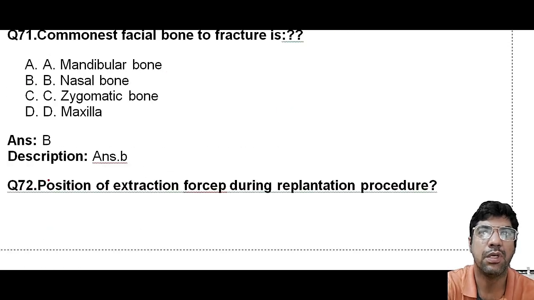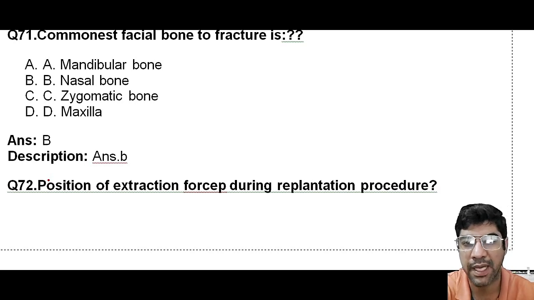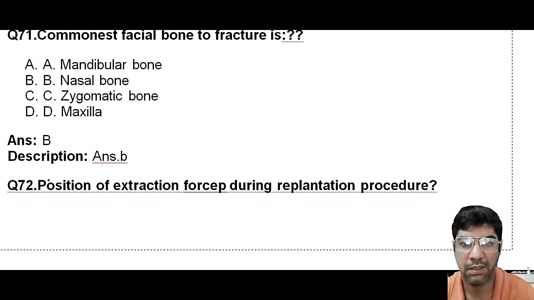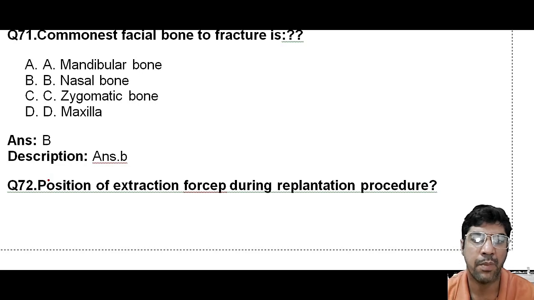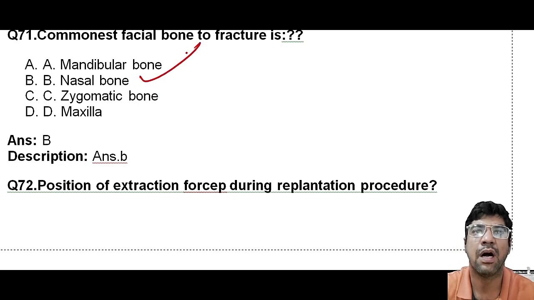The commonest bone to fracture is the nasal bone. The nasal bones are the most frequently fractured. They can occur due to trauma, accidents or sports injuries. So answer is B.